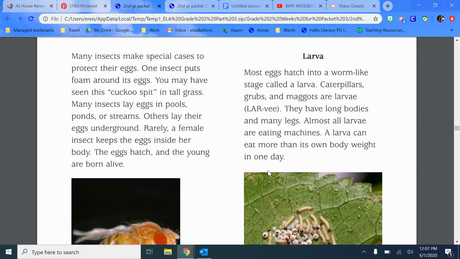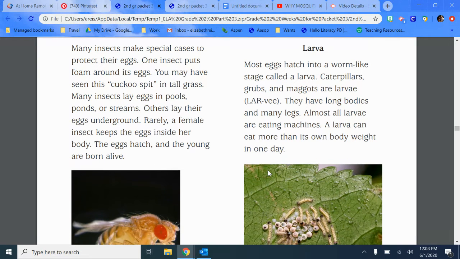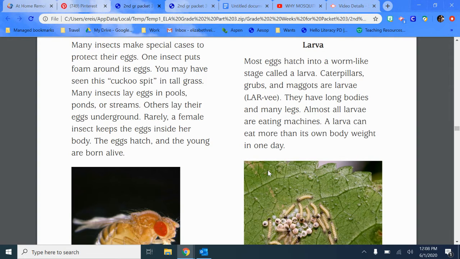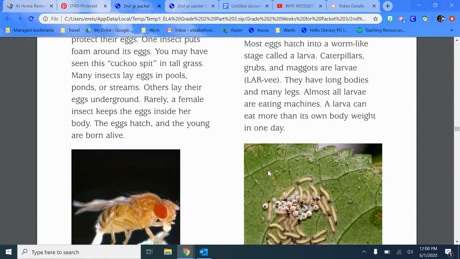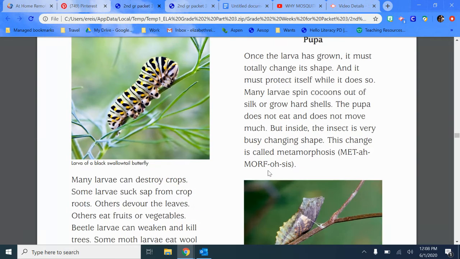Many insects lay eggs in pools, ponds, or streams. Others lay their eggs underground. Rarely, a female insect keeps the eggs inside her body. The eggs hatch and the young are born alive. Most eggs hatch into a worm-like stage called larvae. Caterpillars, grubs, and maggots are larvae. They have long bodies and many legs. Almost all larvae are eating machines. A larva can eat more than its own body weight in one day.